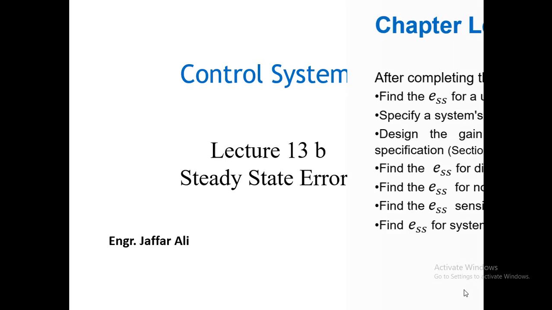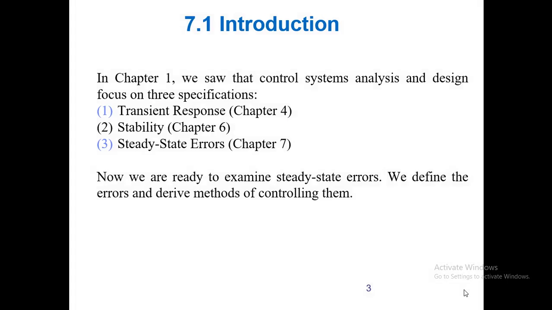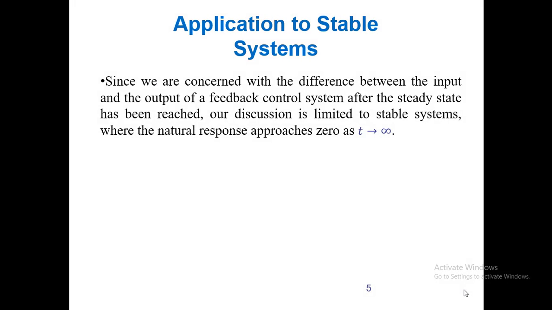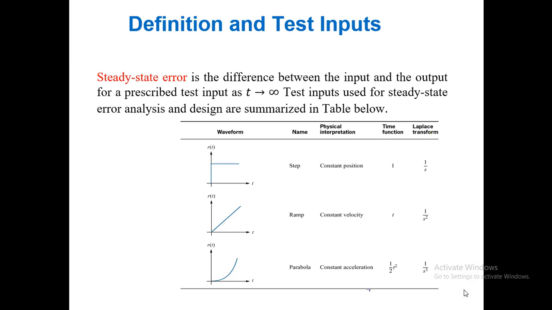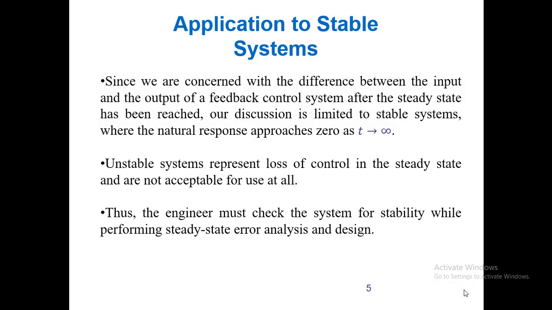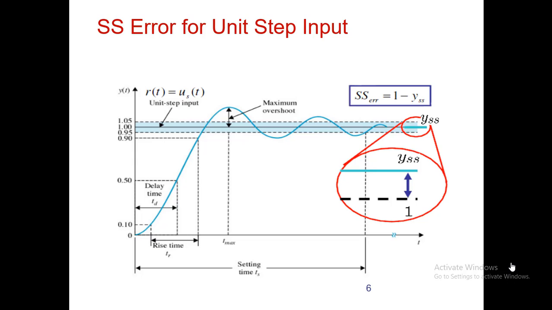In the previous class we discussed steady state error. We looked at how you can find steady state error using different test inputs. We discussed three of the inputs: one was the step, the second one was the ramp function, and the third one was the parabolic function. We also found that these parameters are applied on the stable system.